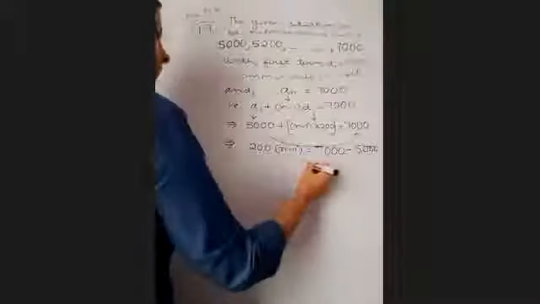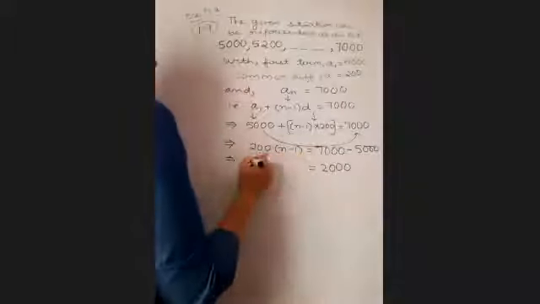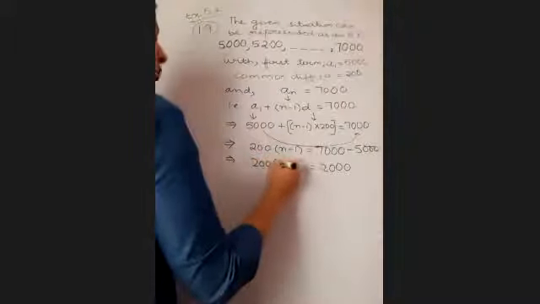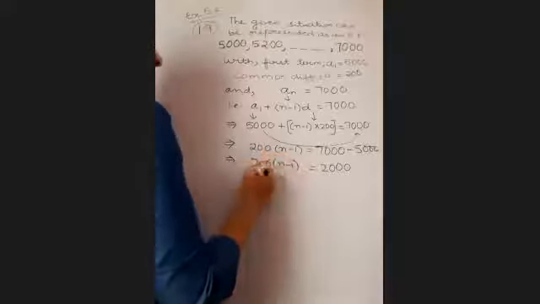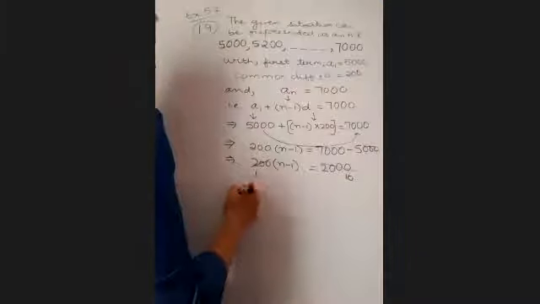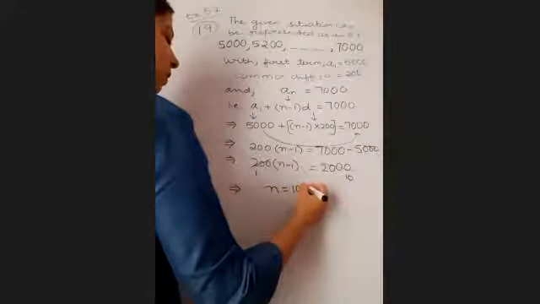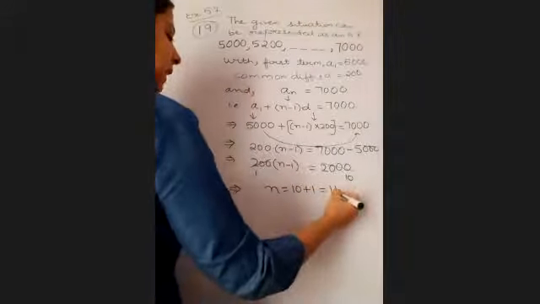Now what is 7,000 minus 5,000? 2,000. And this side we have 200. 200 and 2,000 can be cancelled, so N minus 1 equals 10. Right? So N is equal to 11. 10 plus 1, 11. Now the value of N is 11.